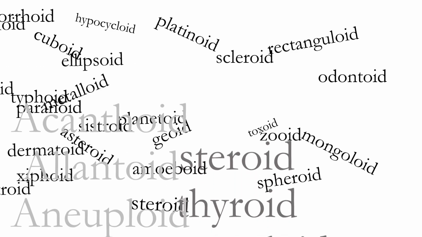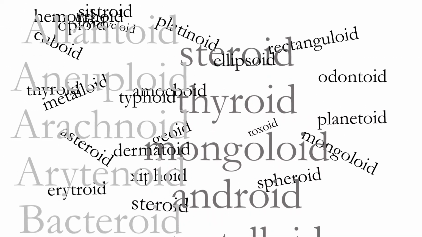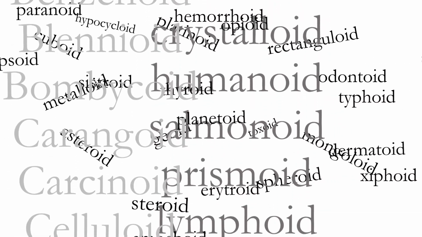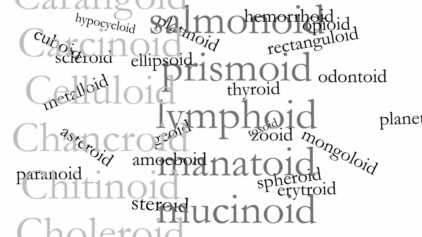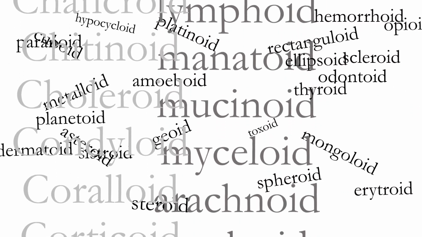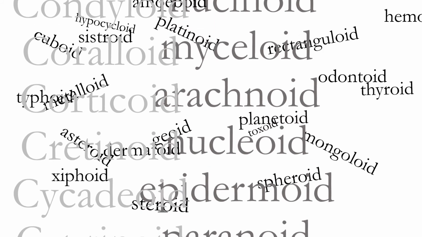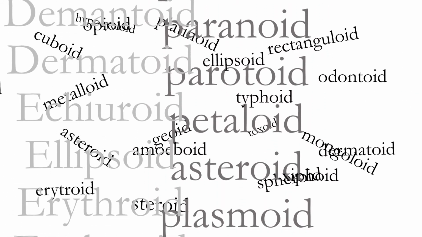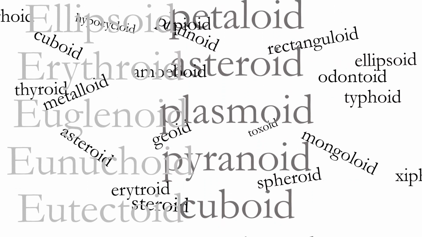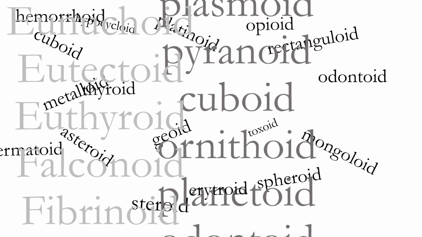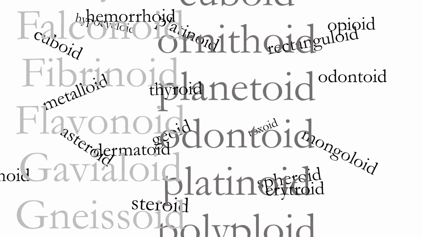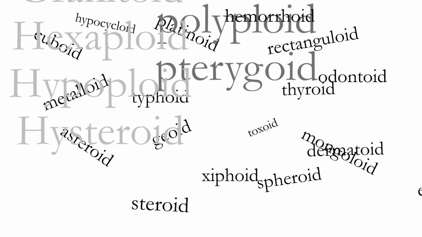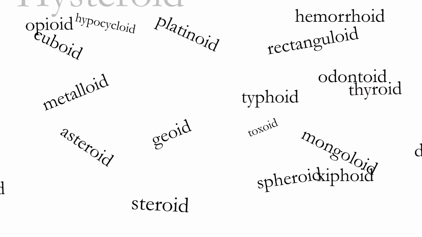Hopefully now you have a better understanding of where oid comes from. This is not some obscure etymology. These are words that we use every day. Typhoid, opioid, scleroid, asteroid, xiphoid, steroid, dermatoid. And some of these are medical, some are scientific. But these are words that we're going to be using, and more words will be made with the oid ending. So hopefully you understand now where this oid comes from and how it can be used.